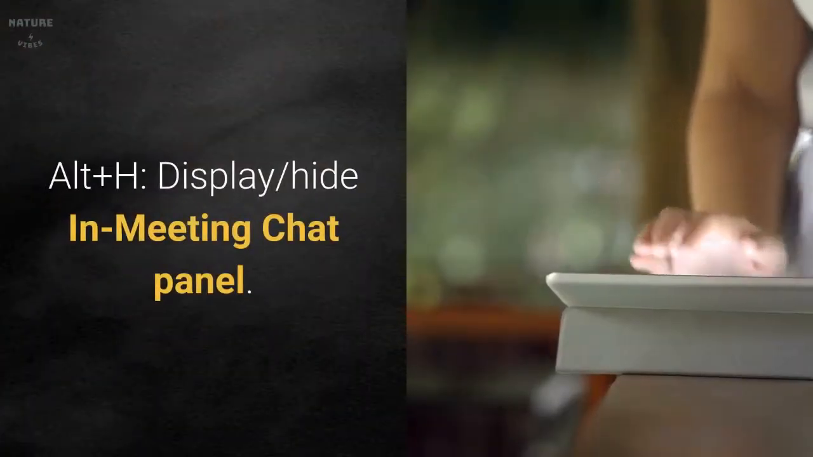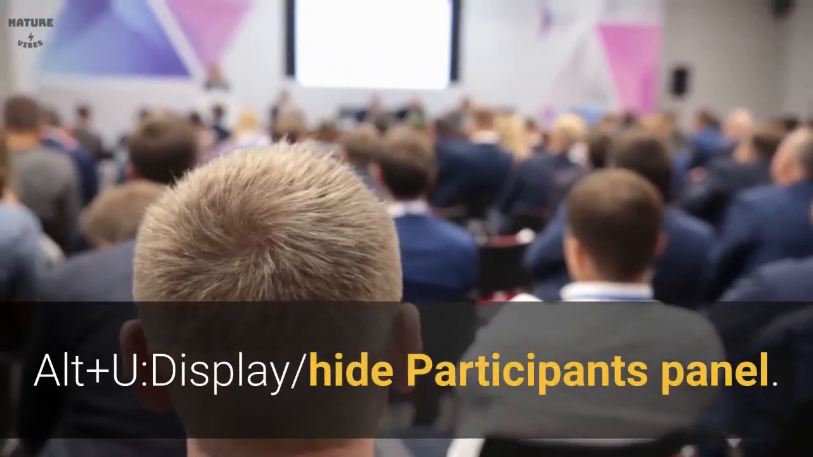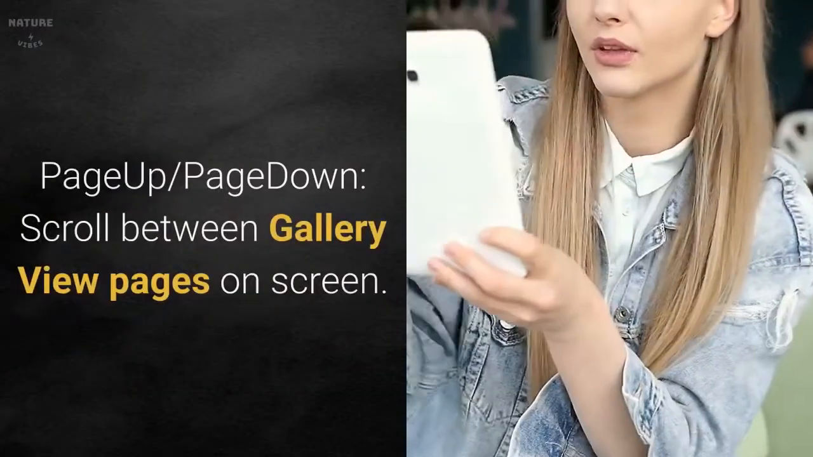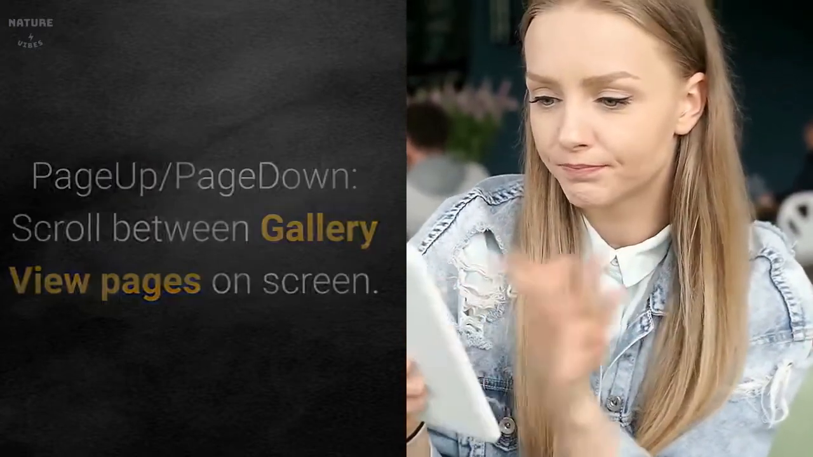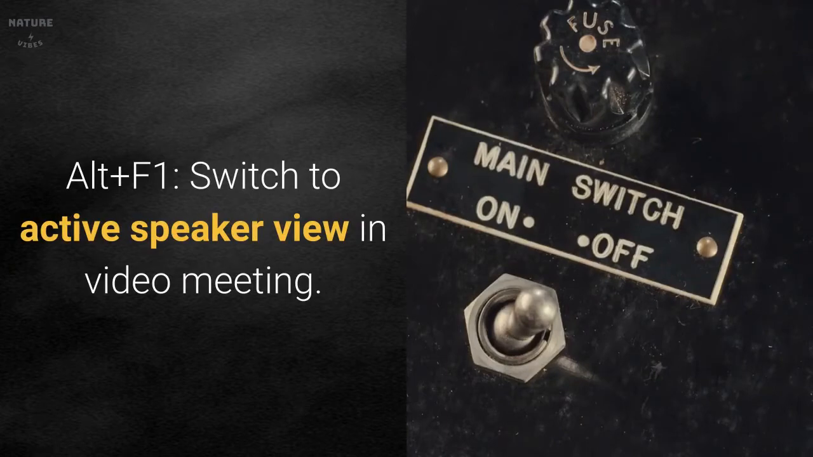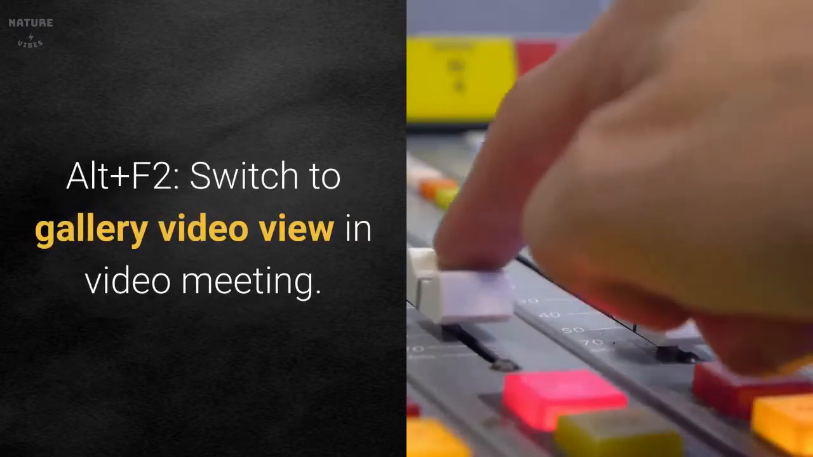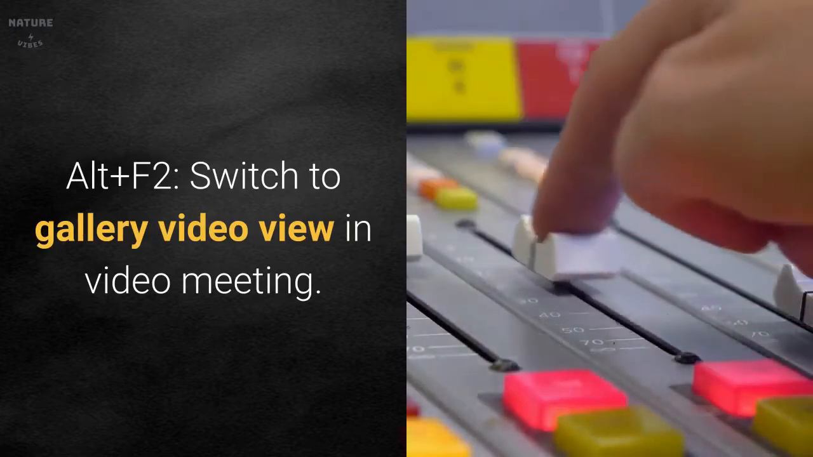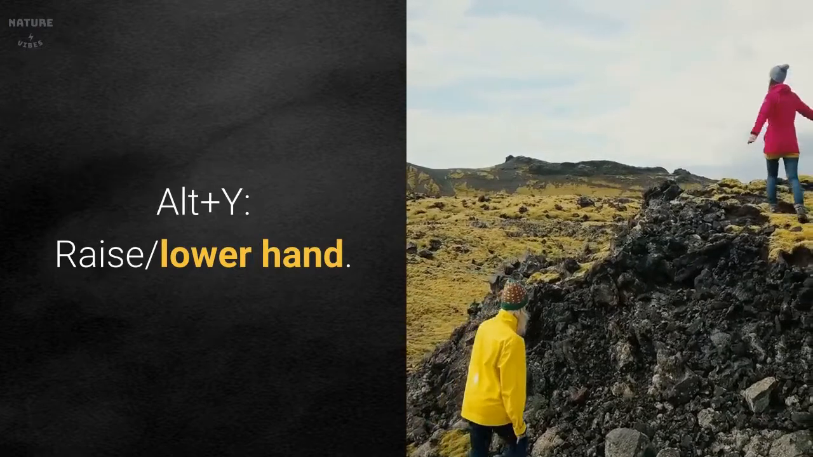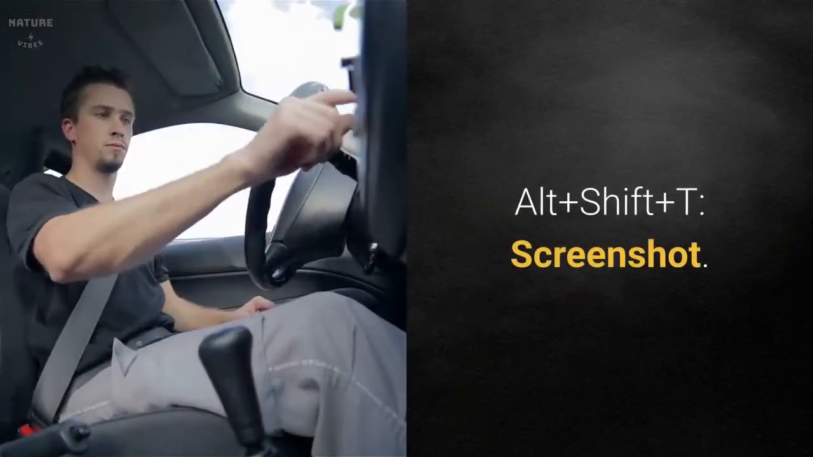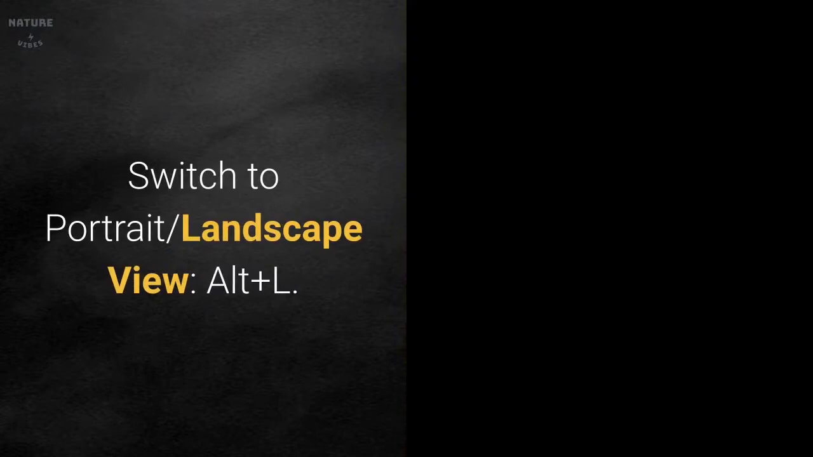Alt+H: display, hide in-meeting chat panel. Alt+U: display, hide participants panel. PageUp, PageDown: scroll between gallery view pages on screen. Alt+F1: switch to active speaker view in video meeting. Alt+F2: switch to gallery video view in video meeting. Alt+Y: raise, lower hand. Alt+Shift+T: screenshot. Alt+L: switch to portrait, landscape view.